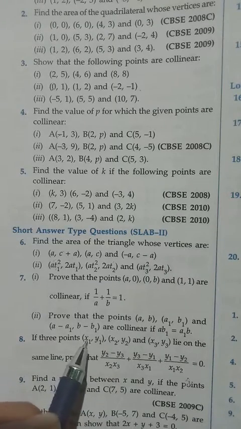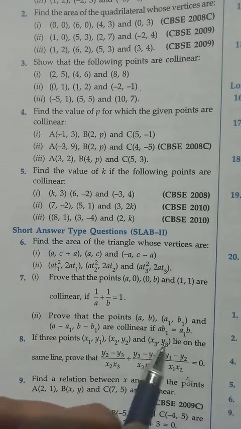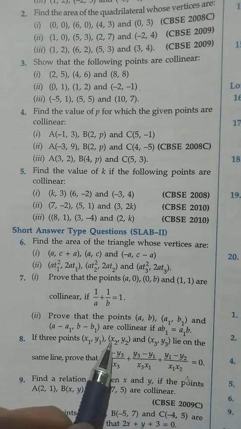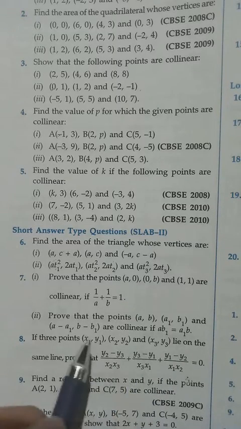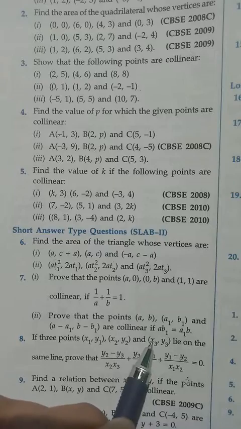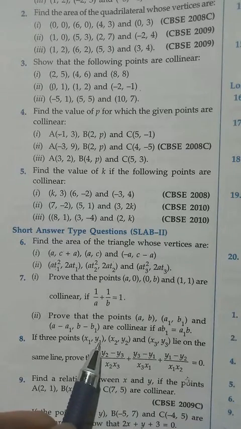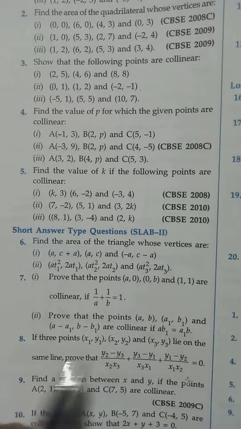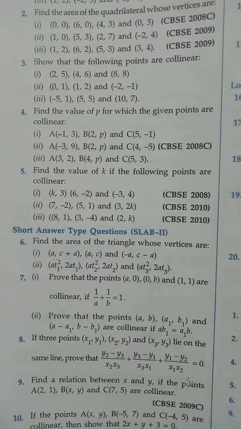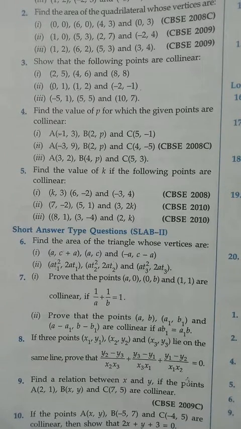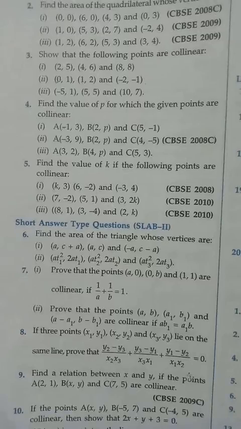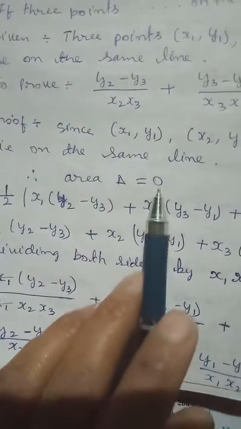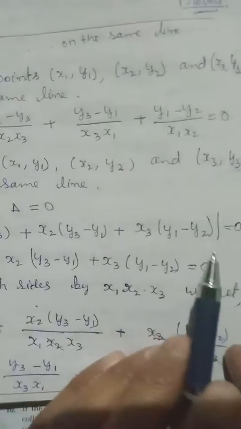If we take x1, then it becomes y2 minus y3. If we take x2, it becomes y3 minus y1. If we take x3, it becomes y1 minus y2. So after replacing the value, let's see what we can do. So this 2, because the area is 0, we can multiply this side, it becomes 0.